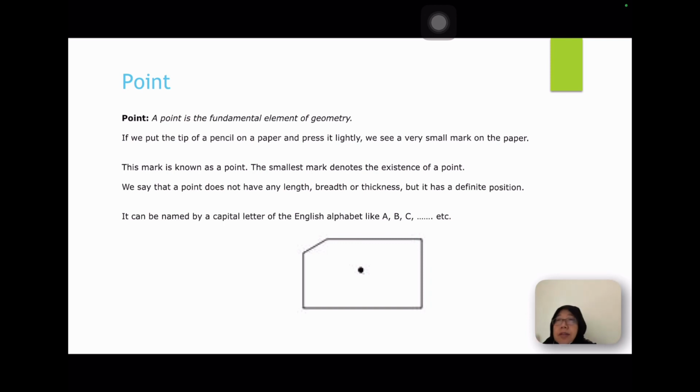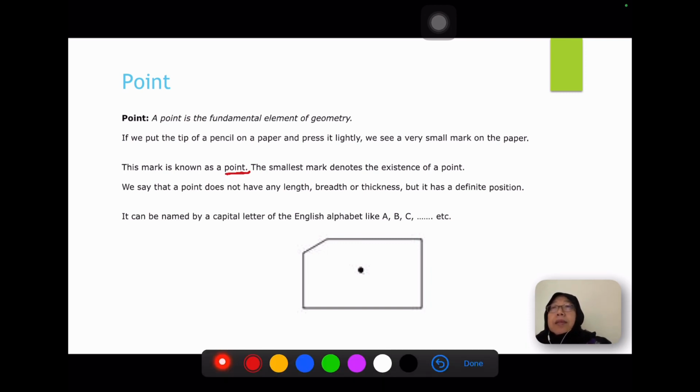Right, let's have a look at this. What is a point? Point is the fundamental element of geometry. Everything starts with a point. So if we put the tip of a pencil on a piece of paper, as you can see here, and press it lightly, we see a very small mark on the paper. This mark is known as a point. The smallest mark denotes the existence of a point.